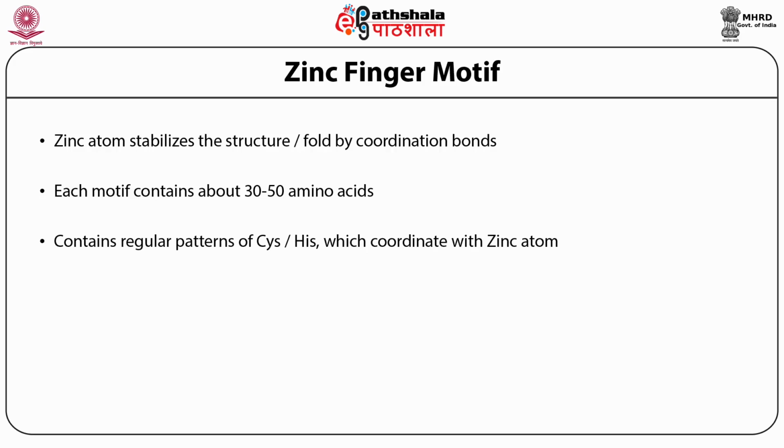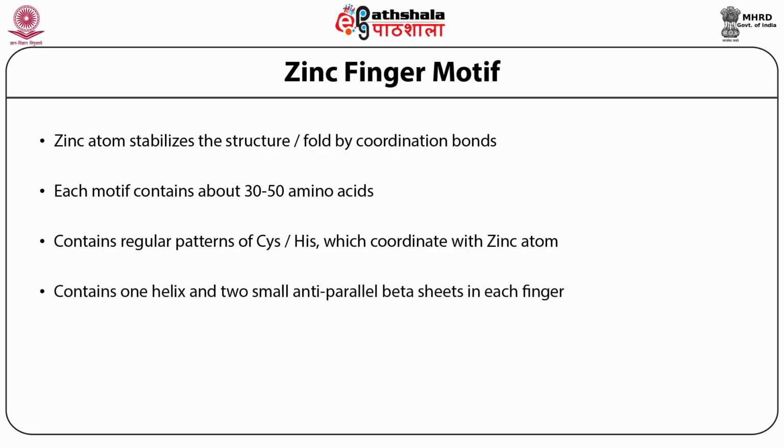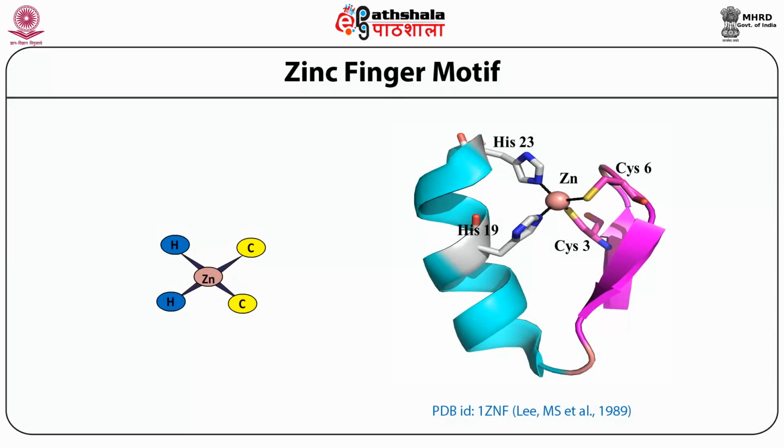By simple sequence homology we may not identify whether this is a zinc finger motif, but if you look for the specific pattern of cysteine and histidine, then you can identify it as a zinc finger motif. They generally have one small helix and two small antiparallel beta strands in each zinc finger, and zinc holds the alpha helix and beta sheets together. Zinc fingers are mostly involved in DNA binding. You can see the zinc finger motif figure here.